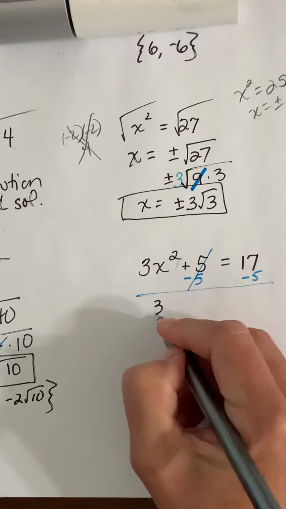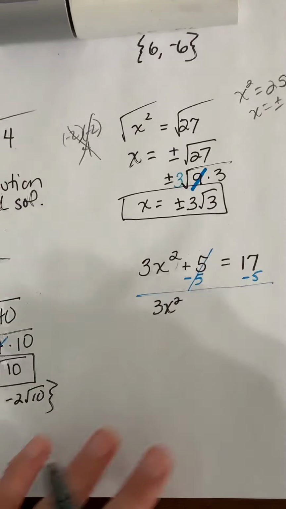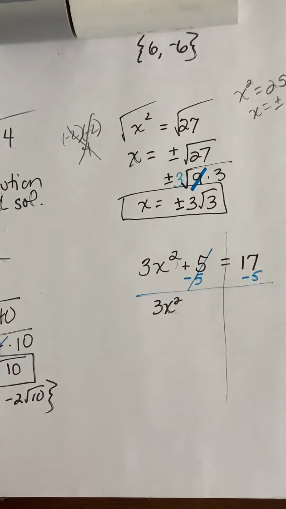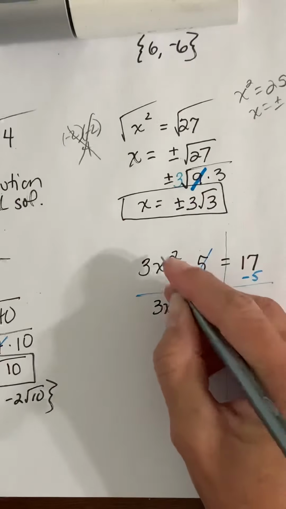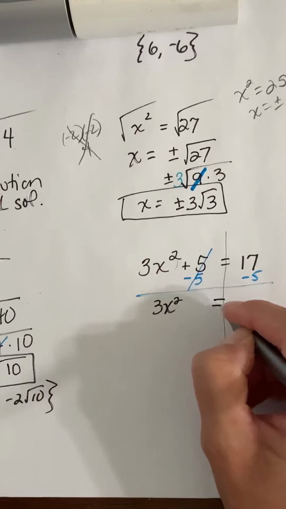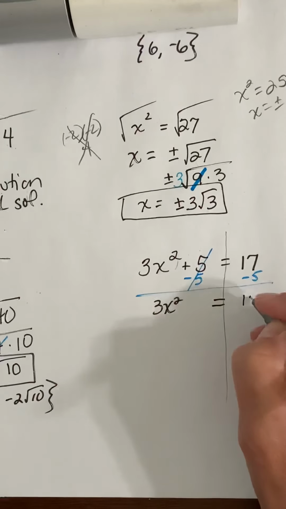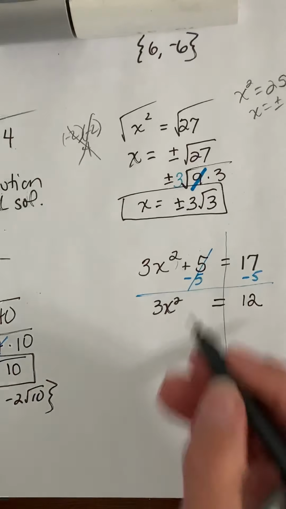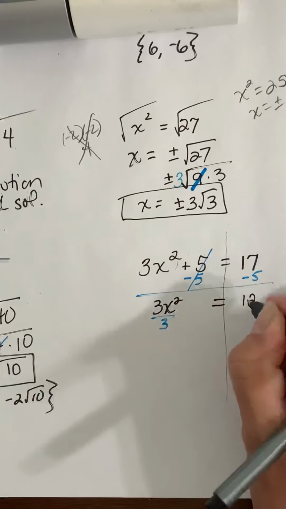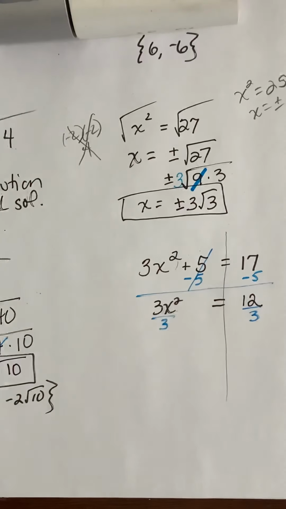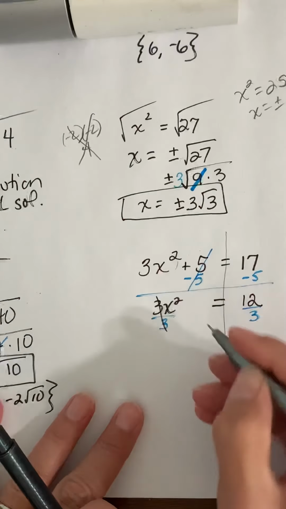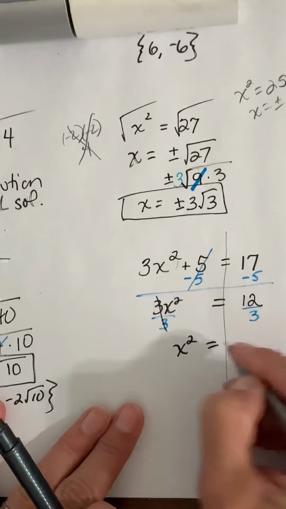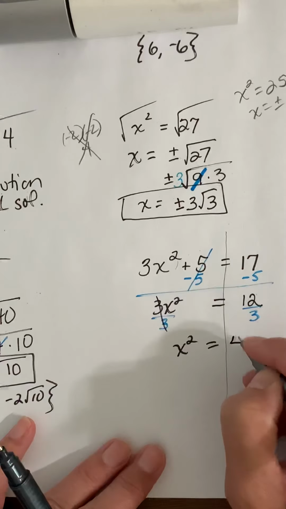Bring down the 3x squared. Some of you like to draw a line where the equal sign is. You can do that, I don't care. So bring down the 3x squared, bring down the equal sign, and 17 minus 5 is 12. Get the x squared by itself. Divide both sides by 3. Again, you don't necessarily have to show that step. You can just do it. Now I have x squared is equal to 12 divided by 3, which is 4.